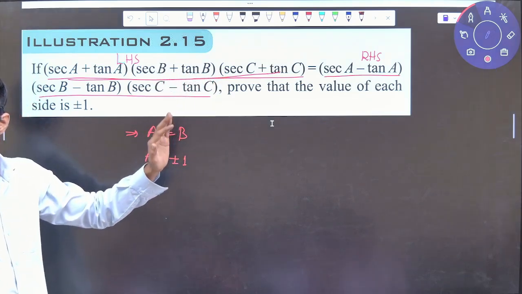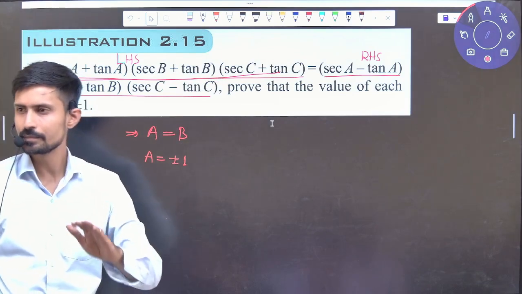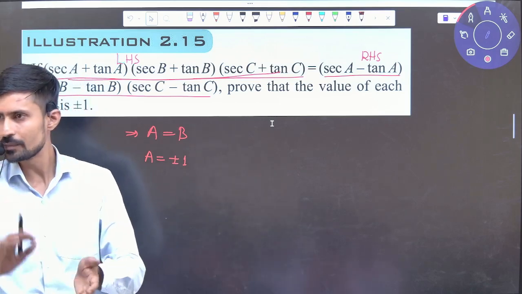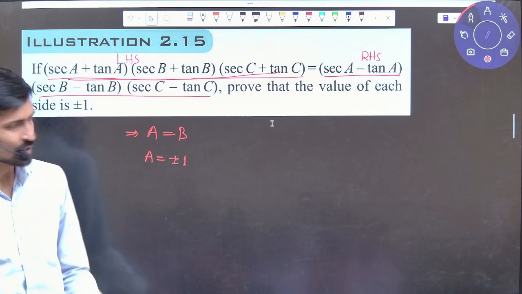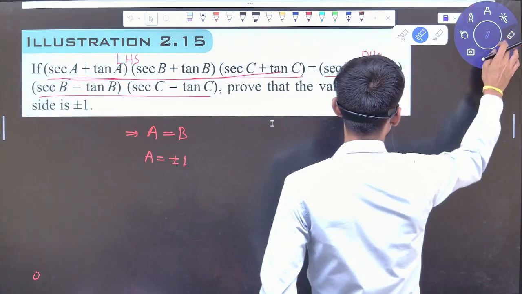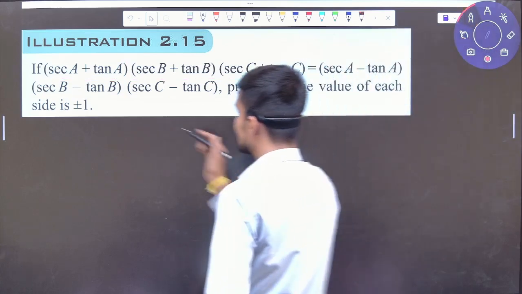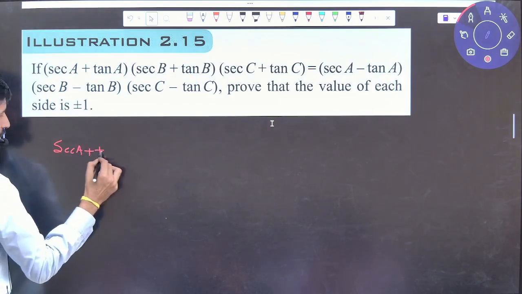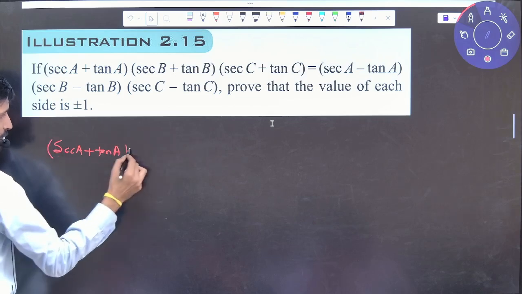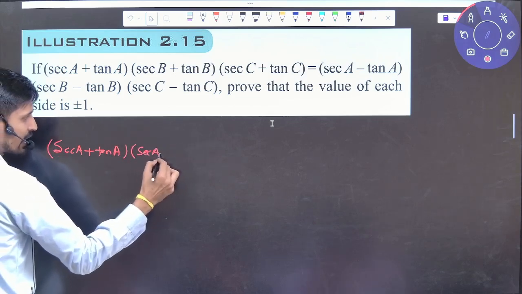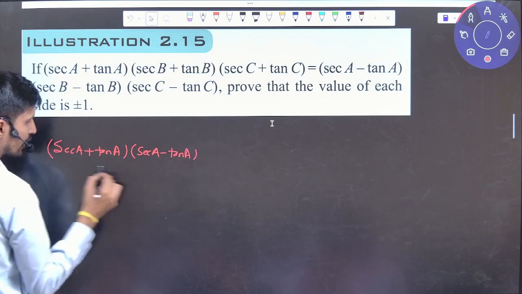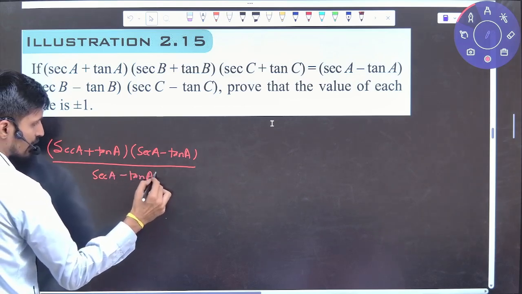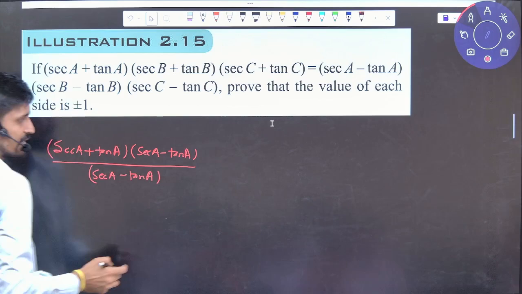So I told you, whenever you see sec theta plus tan theta or sec theta minus tan theta, just multiply and divide by its opposite sign. So I'm going to write this thing again. How will I write here? Sec A plus tan A, I will multiply and divide with sec A minus tan A upon sec A minus tan A. First term. Second term again.